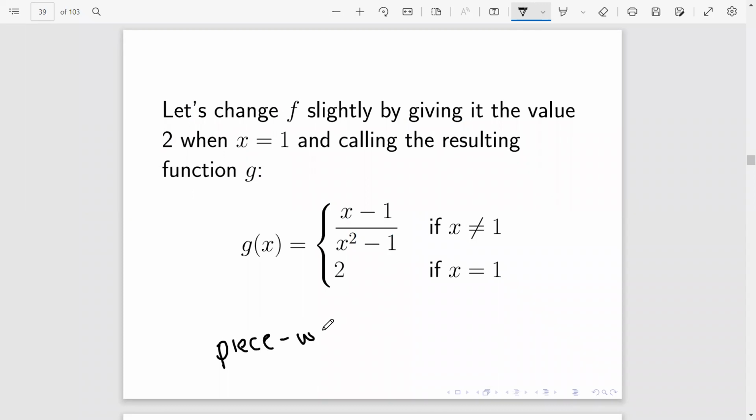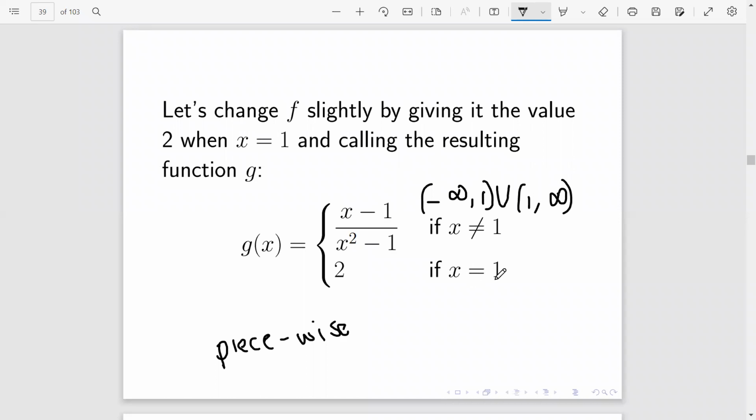A piecewise function means the function is defined on different domains, meaning for certain x values, the function is defined by a certain rule. And as you can see, when x is 1, the function is defined as 2. When x is not equal to 1, meaning from negative infinity until 1, and the union from 1 to infinity, on this domain the function behaves as (x minus 1) over (x squared minus 1).